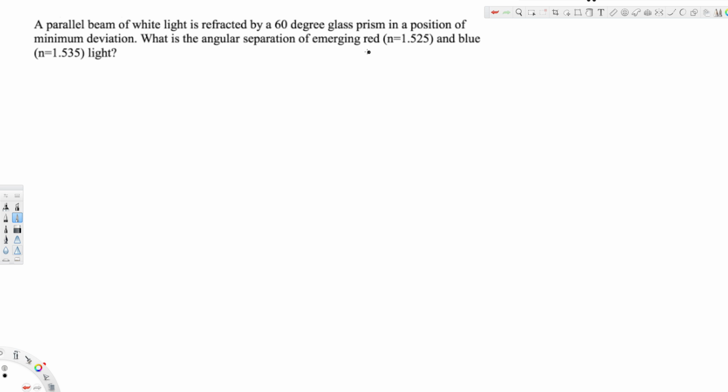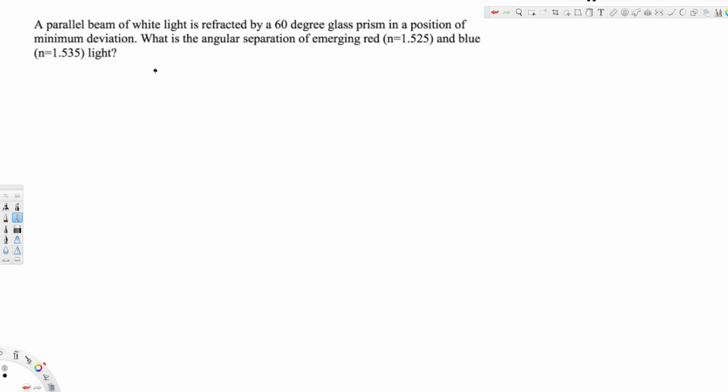Okay, so when the red light passes through this prism, the index of refraction of the prism material is n equal to 1.525, and when the blue light passes through the prism, the index of refraction of the prism material is 1.535. Now here we have the apex angle, that is 60 degrees, and the index of refraction of these two lights for the prism material. And here they are asking to find the separation.